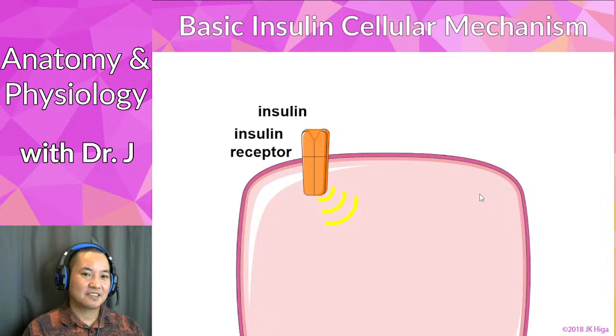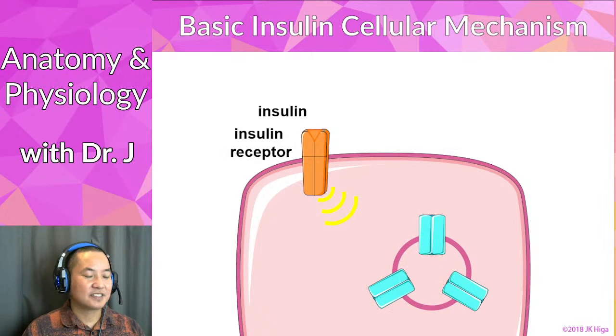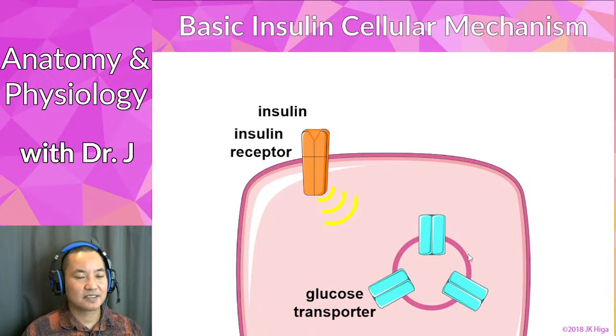I'm showing you a cartoon, but these enzymatic and chemical changes occur inside the cell. Eventually, this triggers vesicles inside the cells to move to the surface of the cells. These vesicles, these little bubbles of membrane, have embedded in them something called glucose transporters. These are going to transport glucose, but if they're not facing the outside of the cells, they can't really transport anything.